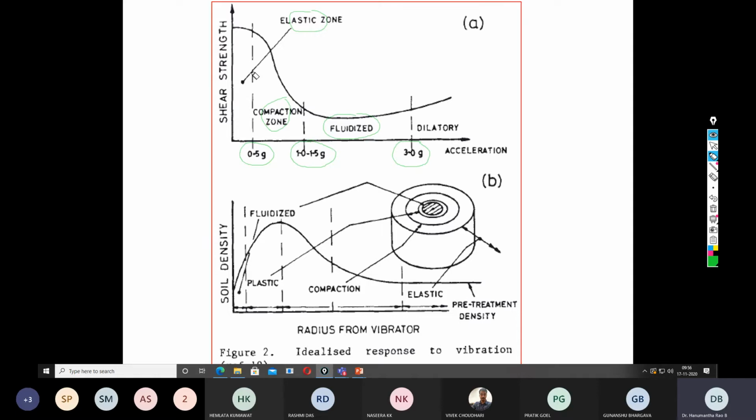In fact, the same thing is related to the shear strength. When the soil particles are fluidized, this is like a liquefaction condition or the quicksand condition. The shear strength is 0. In the compaction zone, the shear strength is minimal. In the elastic zone, the shear strength is high. So when you apply the energy, you are overcoming the interparticle forces, which is nothing but the shear strength of the soil.